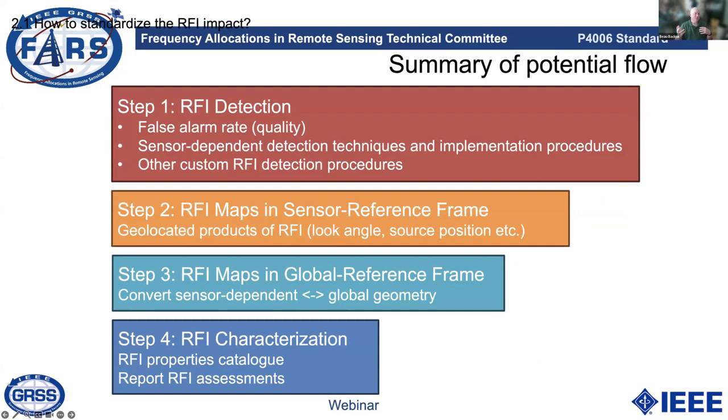So the potential flow is we're looking at RFI detection. How do we actually start to find this? Because as I said earlier, you have quasi-Gaussian. It's not easy for you to actually pull up. So you're going to have detection techniques and implementation procedures once you have detected it. Other custom RFI detection procedures. Basically, do you have false alarm rates? So you maintain quality. What you're trying to do is balance the idea of keeping corrupting anthropogenic energy, identifying it and dealing with it, but not accidentally eliminating good data. So how do you differentiate that and ensure that your filters are appropriate and that your RFI detection is working correctly?